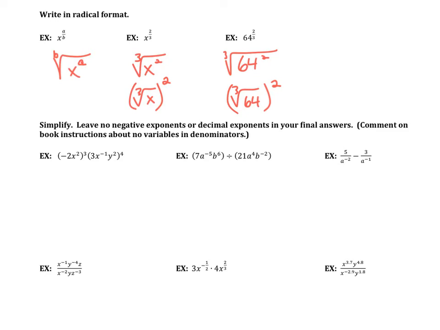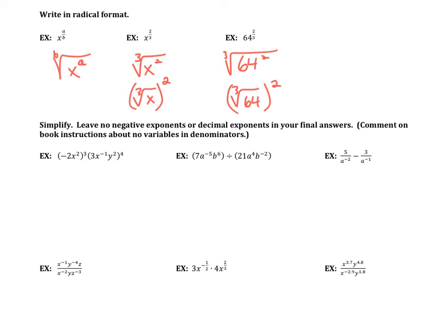And if that means having variables in your denominators in order to achieve those things, then that's okay with us. In fact, that's what we want you to do. So final answers for both these examples as well as your assignment answers, we want to make sure that you leave no negative exponents or decimal exponents in your final answers. And that supersedes any book instructions that you have.